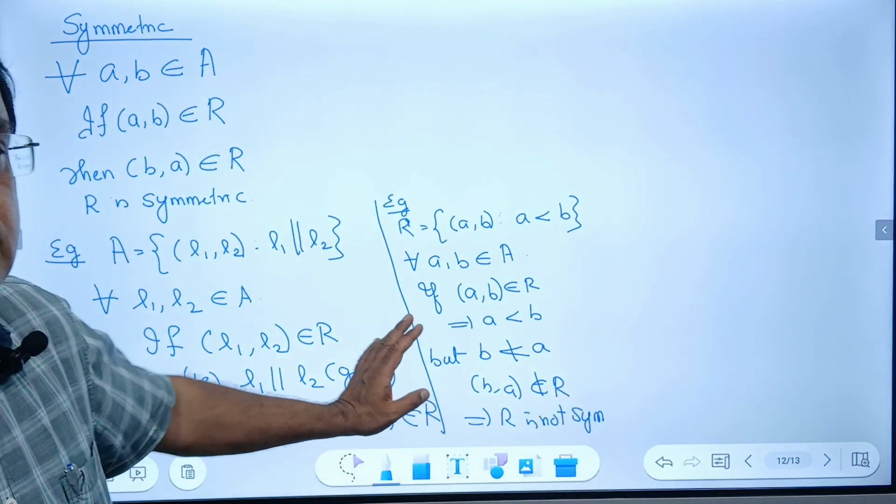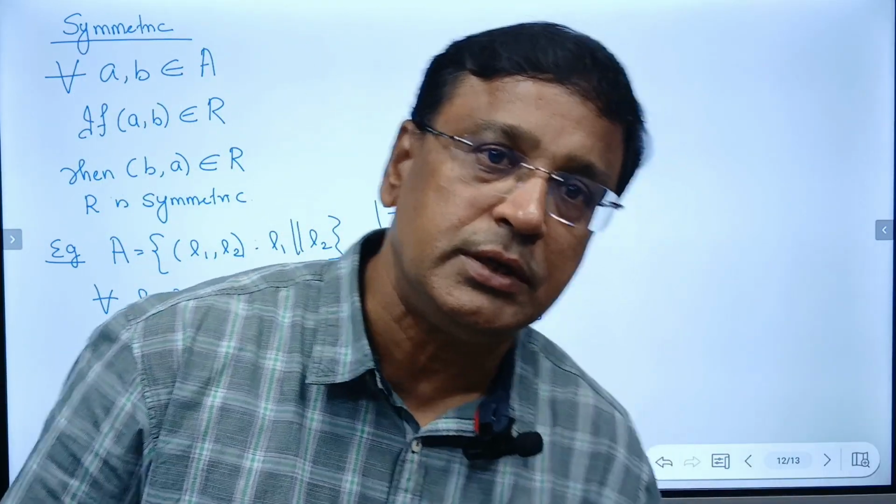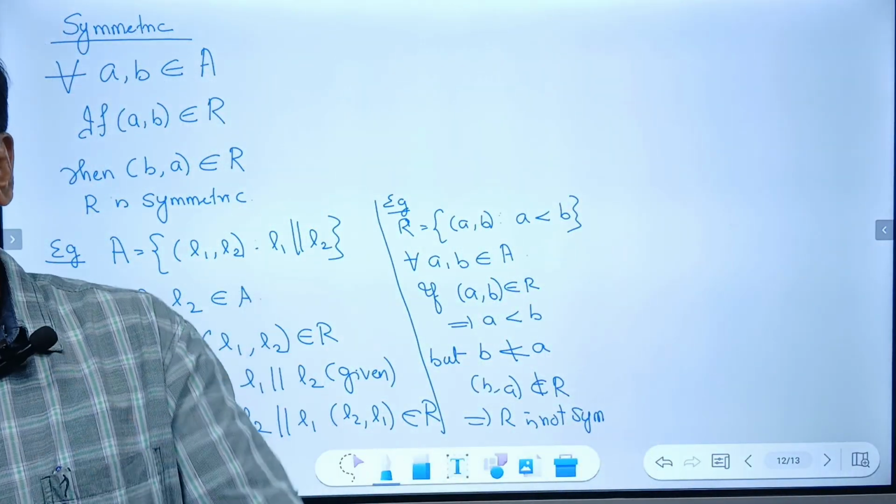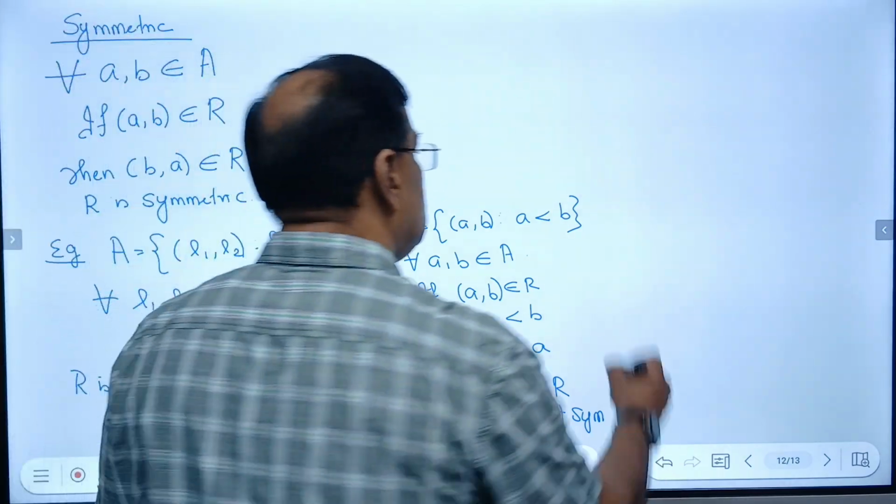So you have given an example of a relation which is reflexive and symmetric, and I gave you another example which is not reflexive and not symmetric. Okay, let's go to one more example.